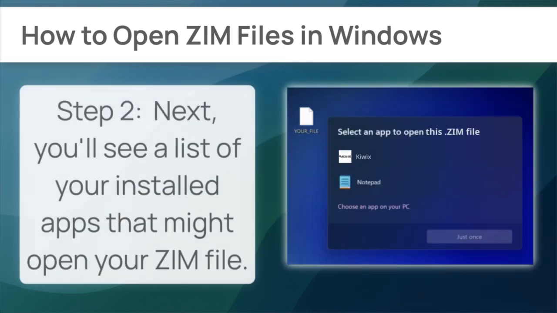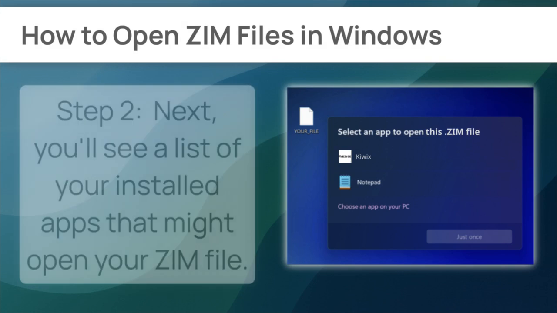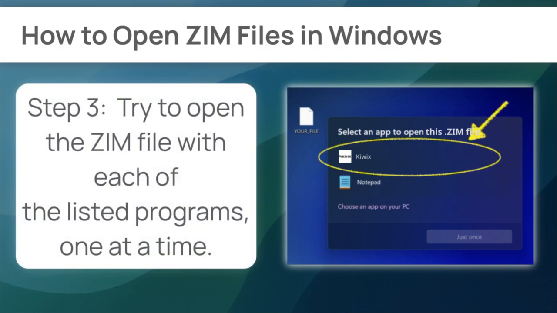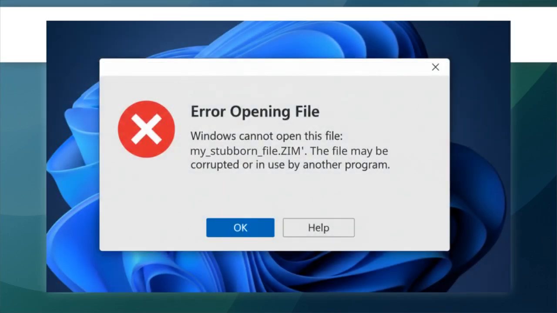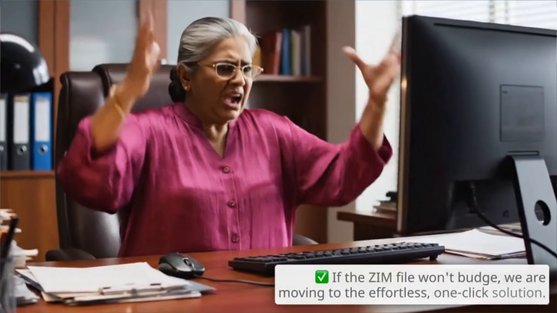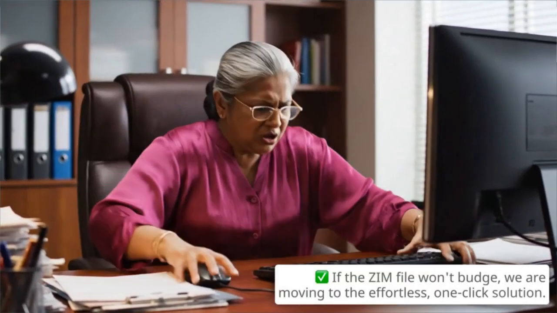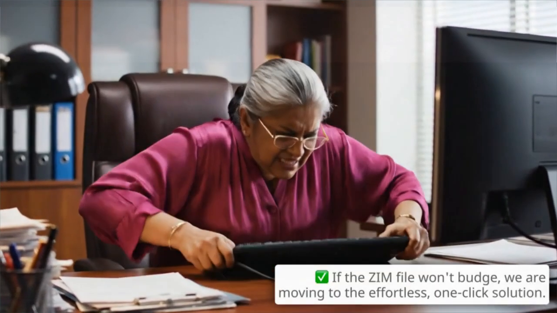Right-click the ZIM file and select Open With. Test Kiwix if you see it. If it is missing, select any other program and keep checking until the file opens. If the ZIM file is still giving you trouble, relax. Understanding the technical vulnerability of the ZIM format is key. Here are the most common reasons why you're seeing this system error.